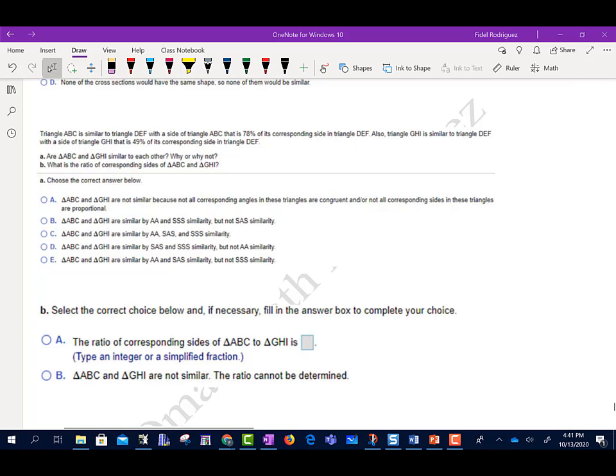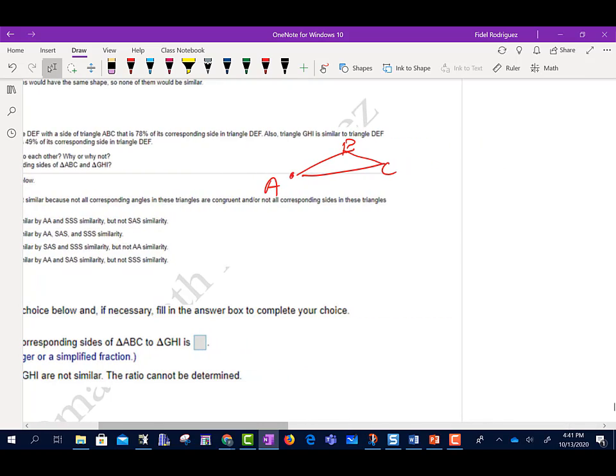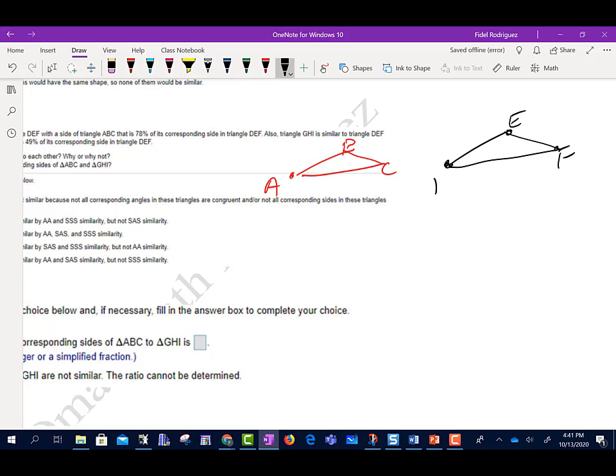Okay, so let's see if we can draw a picture. Triangle ABC. So let's go like this: A, B, and C. So we'll call this point A, B, and C. And that's going to be similar to triangle DEF. So I'm going to move my notes over a little bit. Right here. Let's go D, E, F. Something like that. Here's DEF. And it says a side of ABC is 78% of the side of DEF.